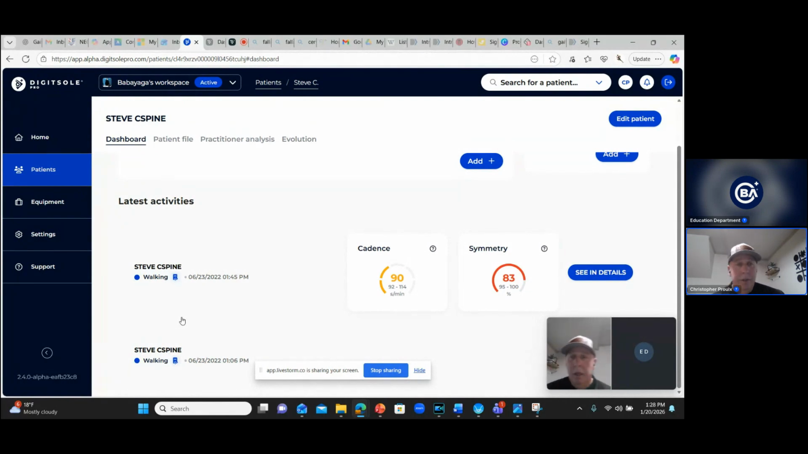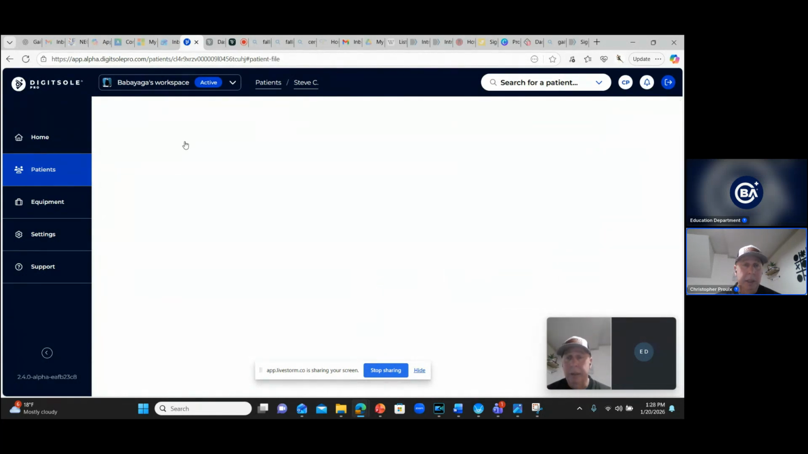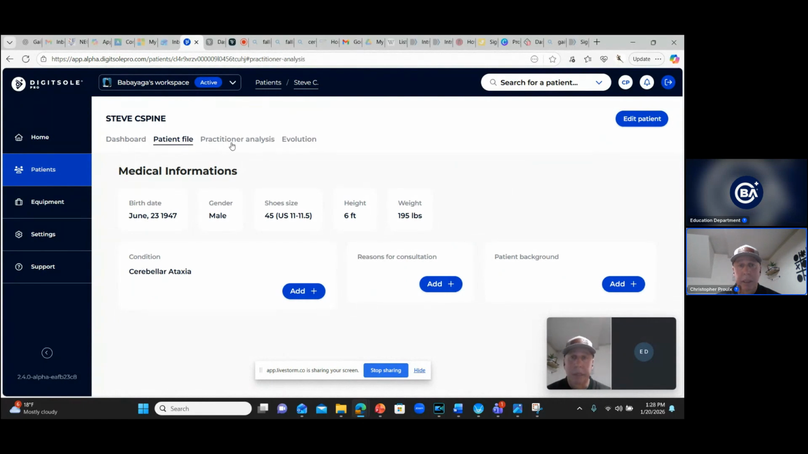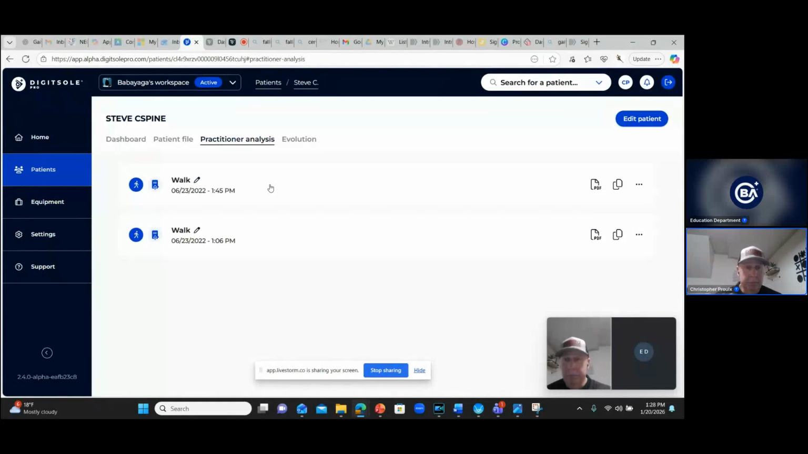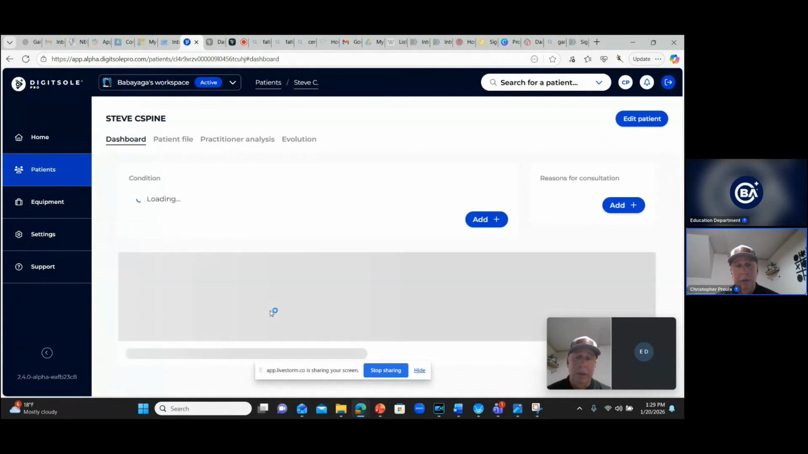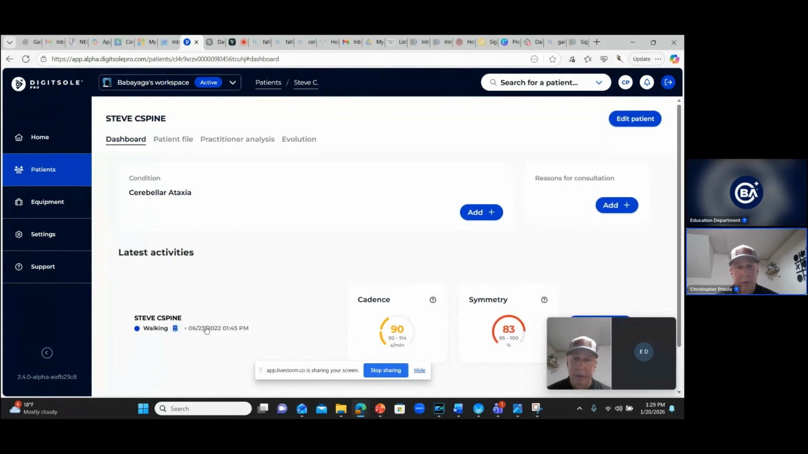Okay. So this shows the dashboard of a particular patient. You can click on the patient profile and get all of the data. Practitioner analysis allows me to see all of his tests that we've done. I'll come back to the evolution in a second. So I'm going to go back to the dashboard, and what I want to do is pick the first one, and this first one.